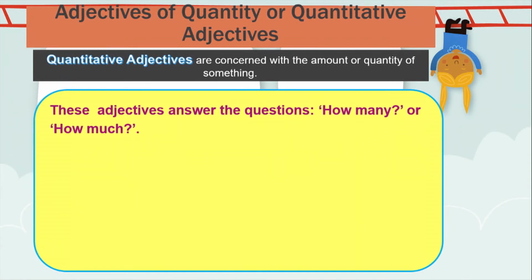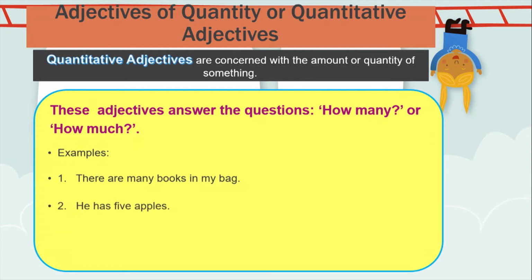So these adjectives answer the questions. What questions do they answer? Good. How many or how much? Let's look at some examples. There are many books in my bag. What's the quantitative adjective there? Many. He has 5 apples. 5 is the adjective. And then, few people heard the news. What word in that sentence talks about the amount or the quantity? Yes, it's few. Many, 5, and few.